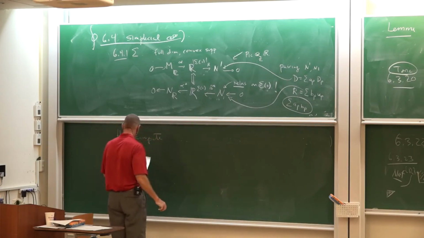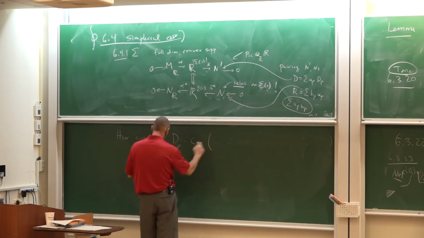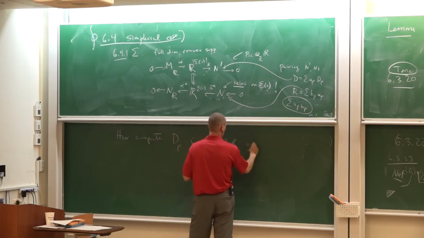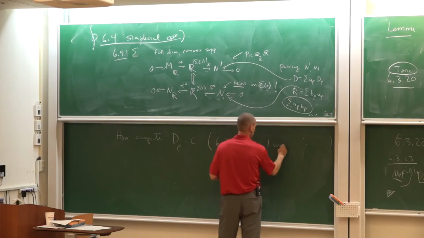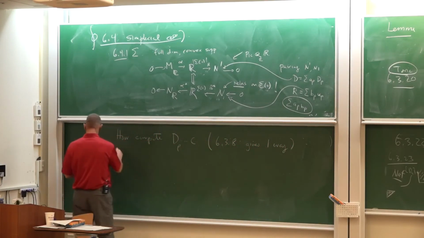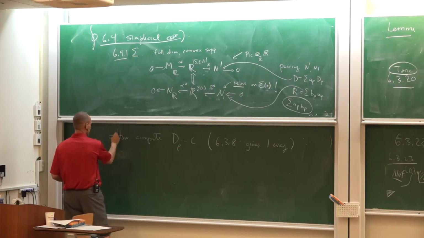How do you compute D_rho dot C? We already have a theorem, 6.38, that gave away one way, but we're going to get another way in a second. But first I want to do a little observation. This is what we're going to do next, but first an observation.